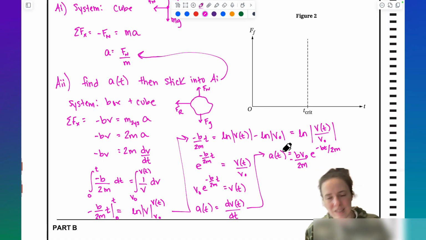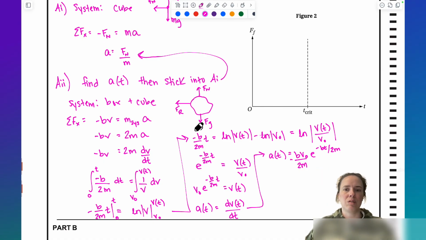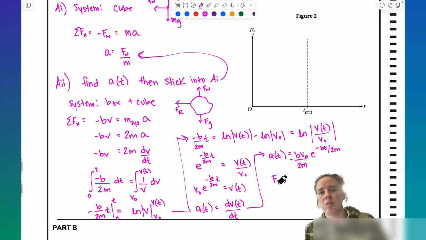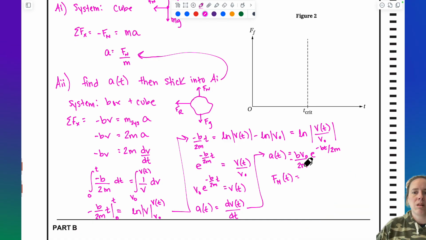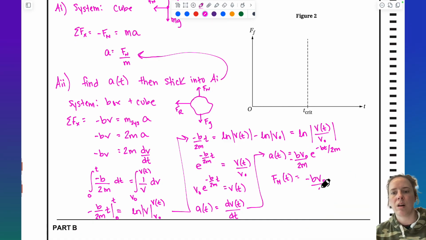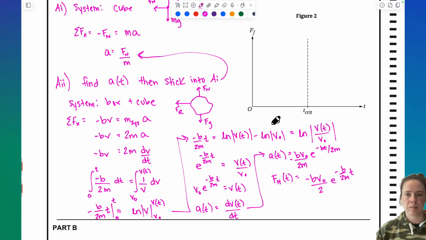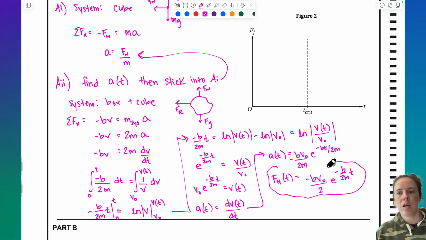Last but not least, if we shove that back up into part A, normal force divided by m is my acceleration. So that means my normal force is just ma. So my normal force as a function of time, I'm going to take that whole acceleration and multiply it by mass. That's going to cancel out my mass in this denominator here. So I'm going to get negative b v naught over 2 e to the negative b over 2m t. Yay, we did it!